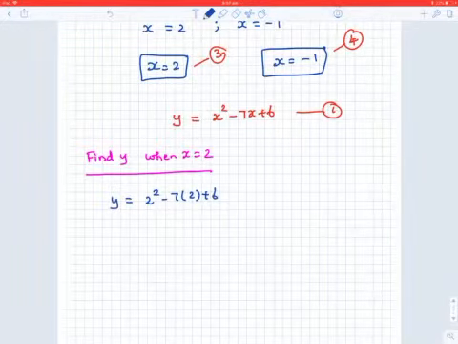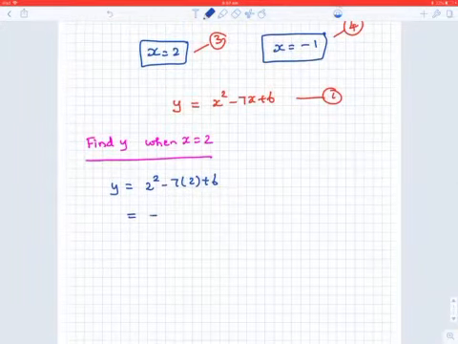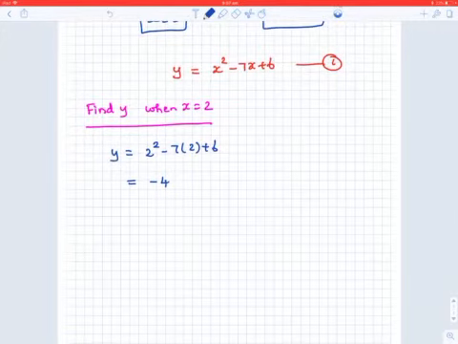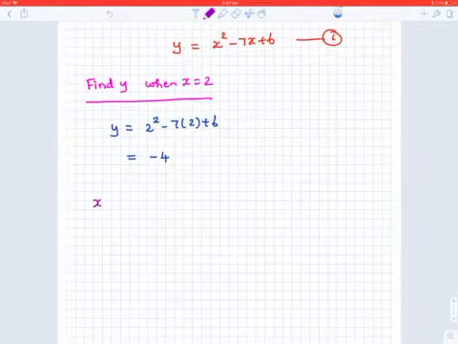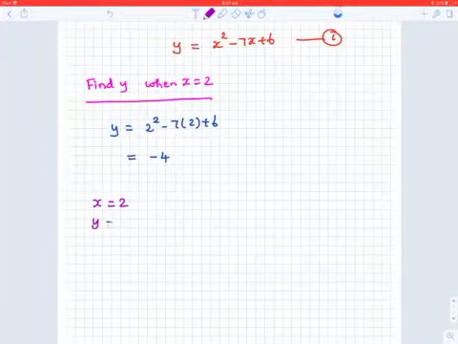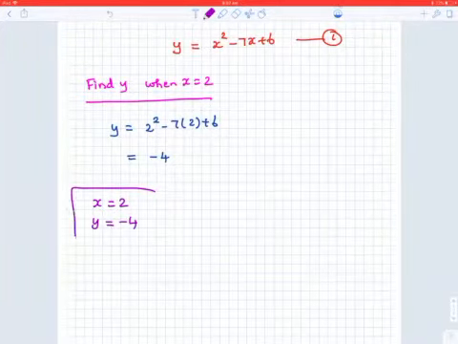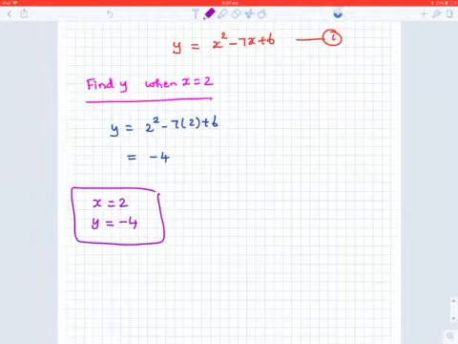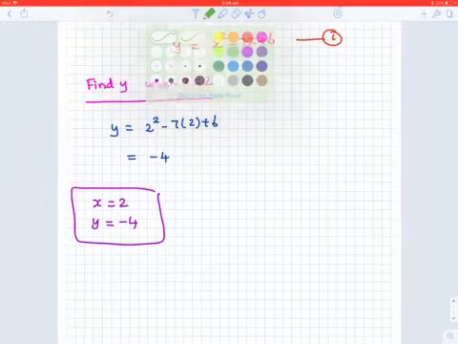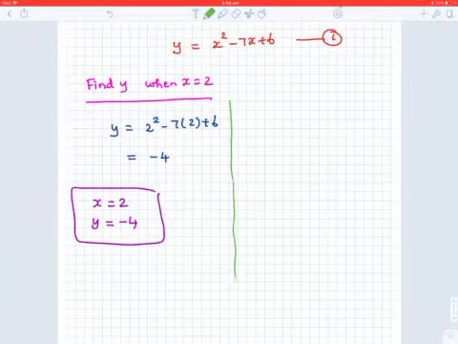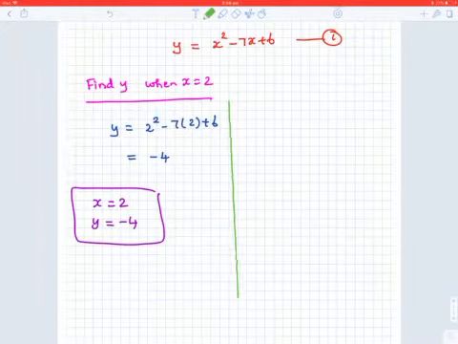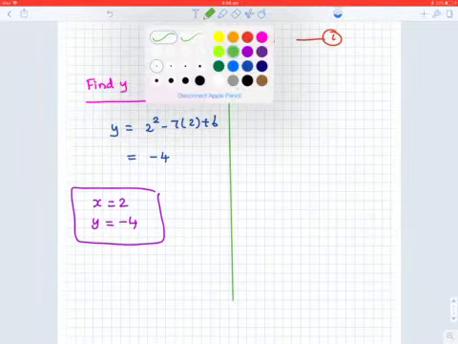When I do that, I have y equals, replacing x by 2, 2 squared minus 7 times 2 plus 6, and that gives you the answer 10. So it's minus 4. So one set of solutions is x equals 2, y equals minus 4. This is one set of solutions. Okay, we'll go to the other set.